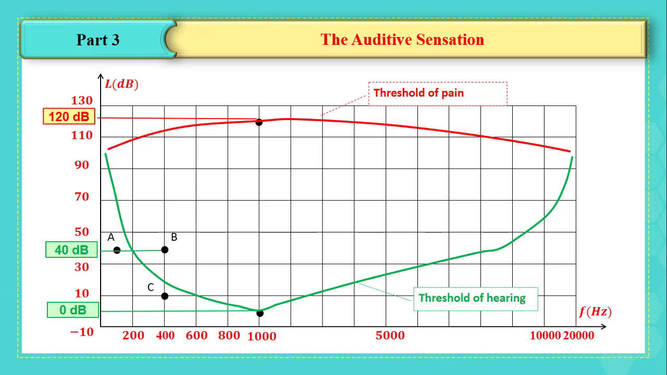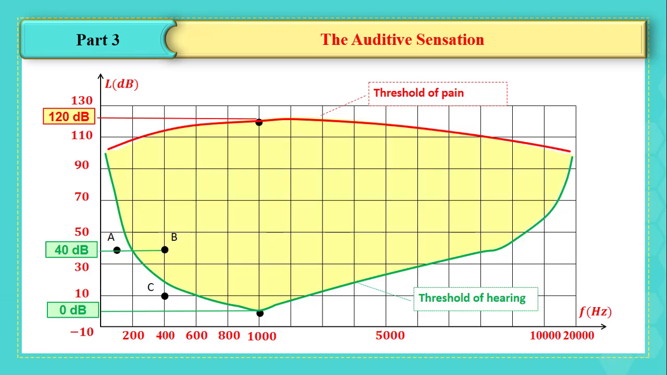Point C represents a sound of a frequency of 400 Hz and 10 decibels, but it is below the green curve. Again, that means that the condition of frequency is verified, but that of audibility is not verified, then the sound is inaudible. Pay attention that B and C have the same frequency, but the first is audible and the other is inaudible.